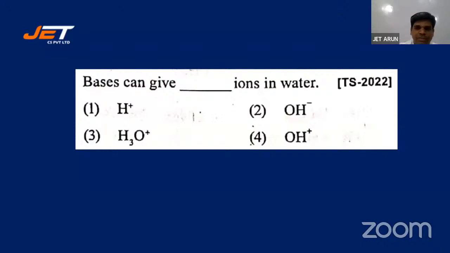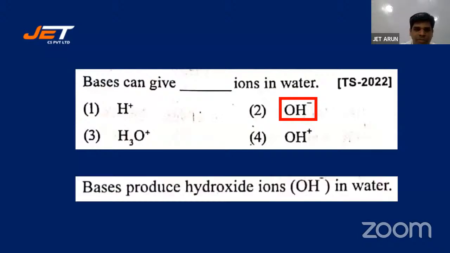Okay, let's see the answer. OH minus. Yes. Rachna, H plus is wrong. OH minus is the right answer. Here, bases produce hydroxide ions in water.